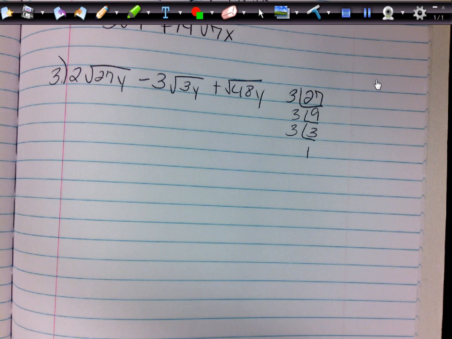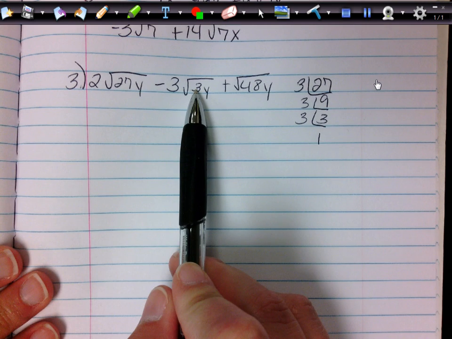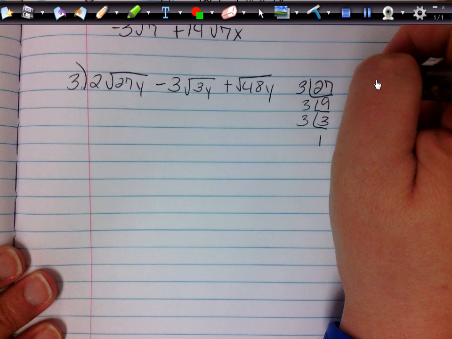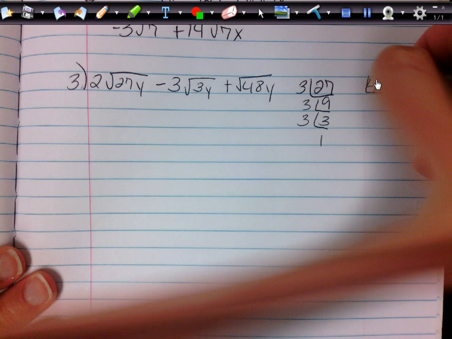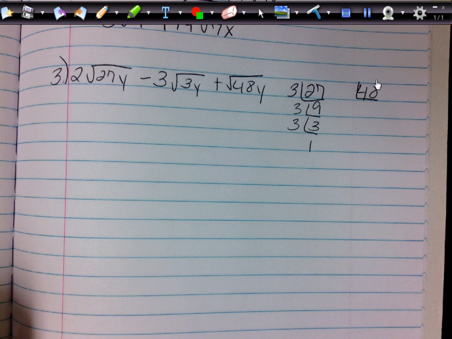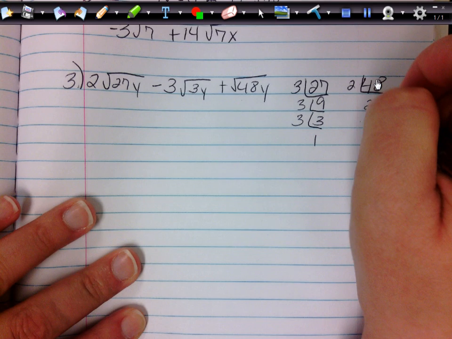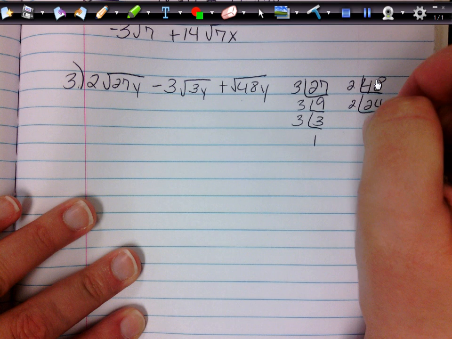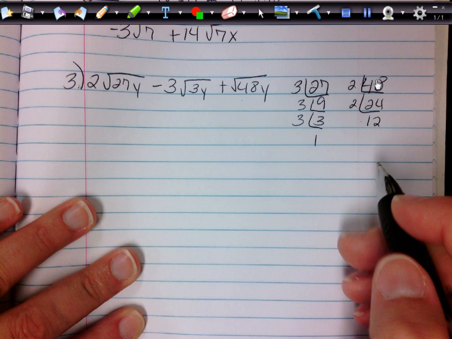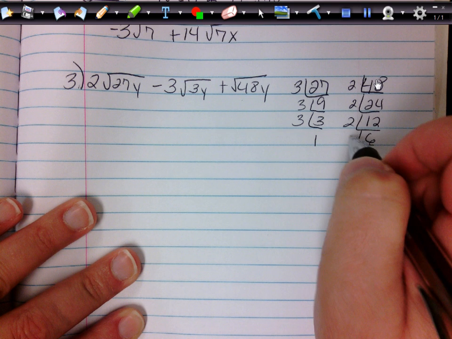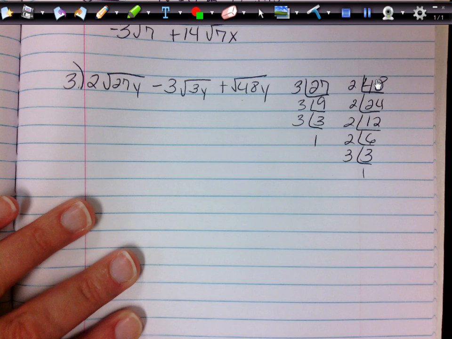I'm also going to come over here. I don't have to birthday cake 3 because it's already prime, but I do need to simplify 48, so I'm going to come over here and upside down birthday cake 48 as well. 48, I can divide by 2, so I'm going to say 48 divided by 2 is 24. 24 divided by 2 is 12. 12 divided by 2 is 6. 6 divided by 2 is 3. 3 divided by 3 is 1.